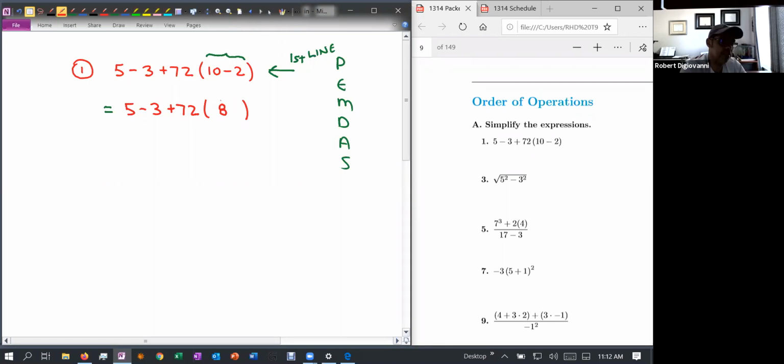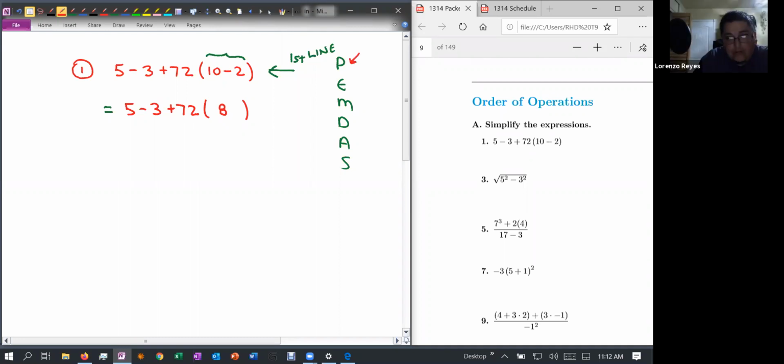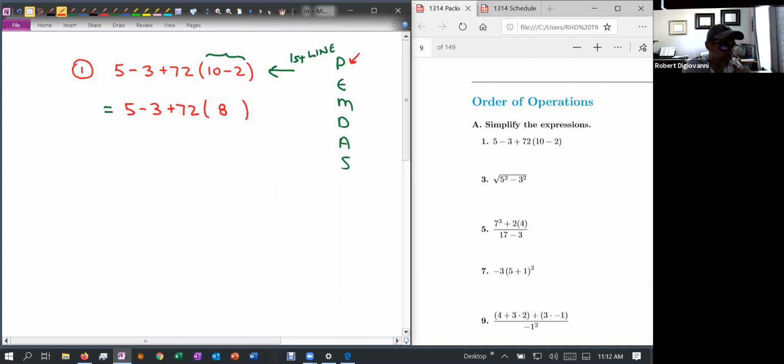Now I want to continue going through the order of operations. Anytime you go from one line to the next, you restart the order of operations. So I'm going to look again. Do I have any parentheses? Yeah, the 8. Now, there's nothing I can do to 8. 8 is just 8. There's nothing I can do to simplify it.